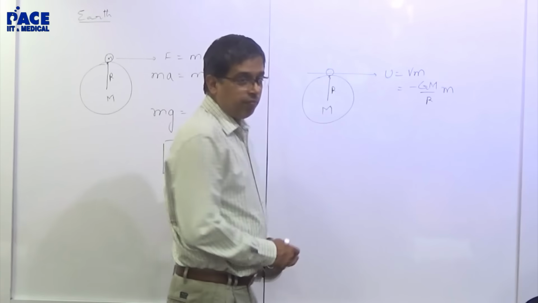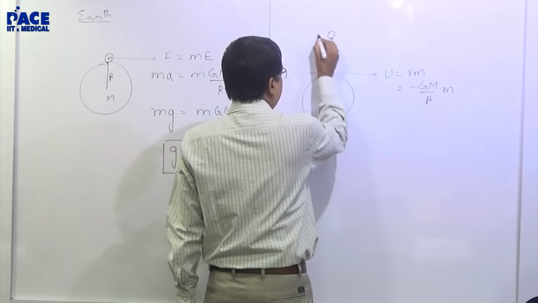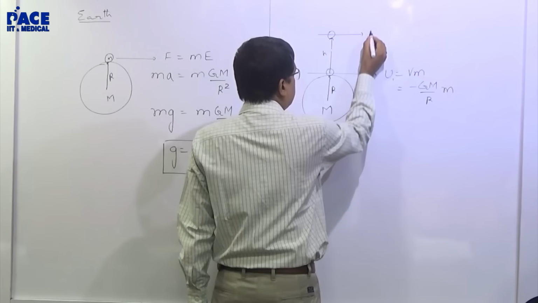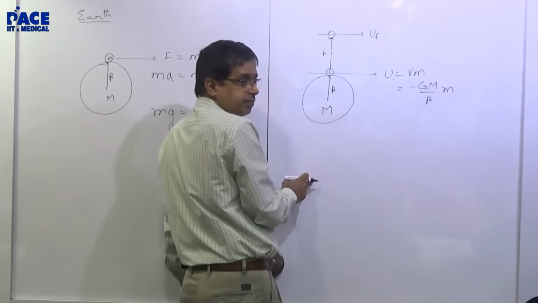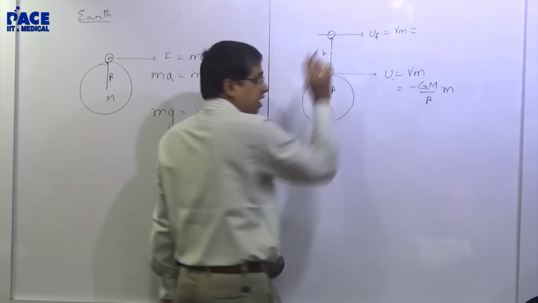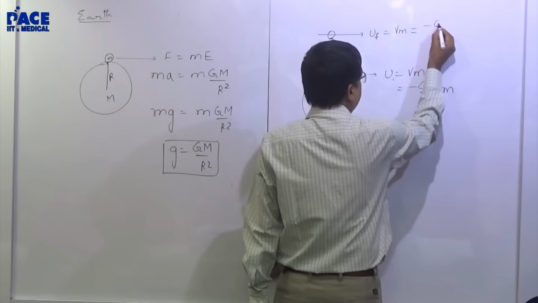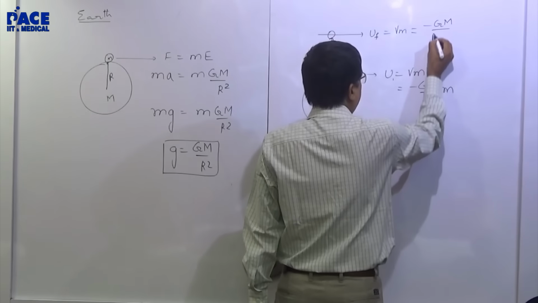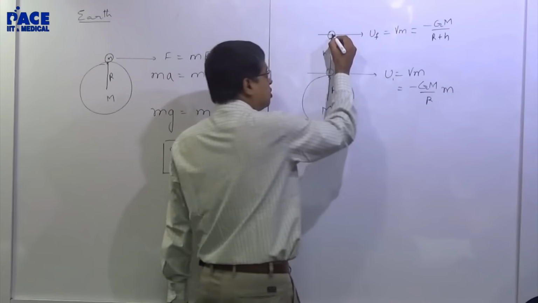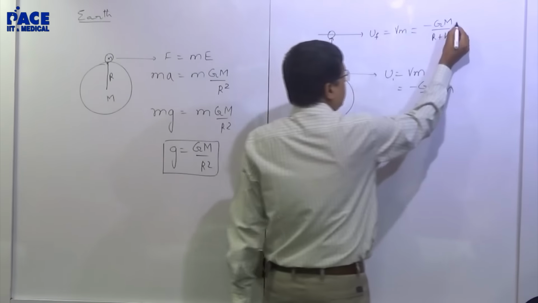So potential energy is based on reference. Now listen, if this is at a height of h, if I call this to be U initial and U final, here it will be V into small m, potential energy. Agreed? What will be the potential due to earth on the surface? Minus GM by R plus h. At this particular point, small r is R plus h. That into small m.